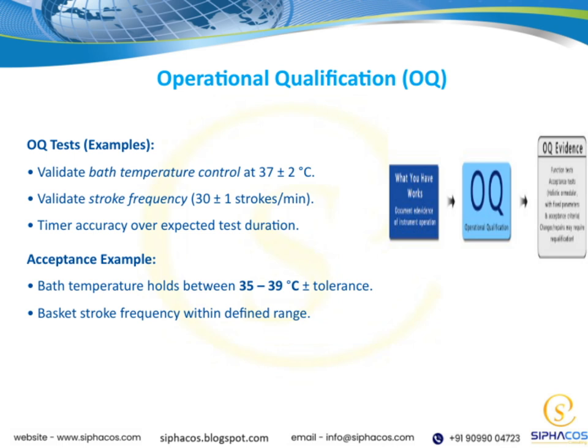so we can trust the timing during actual use. When it comes to acceptance criteria, we look for the bath temperature to stay within a range, say between 35 and 39 degrees Celsius, accounting for acceptable tolerance. Similarly, the basket's stroke frequency should remain within the defined limits. These benchmarks help us confirm that the equipment performs reliably and meets our quality standards.